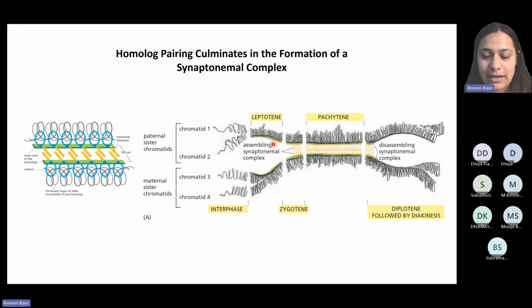Now, these, along with them, have an axial core complex, right? This slightly green colored complex is the axial core complex, right? That is forming around, in complex with one set of sister chromatids, right? And between them are these transverse filaments, right? So once this axial core complex and these transverse filaments come and are tightly packed together, the synaptonemal complex will be formed, right? The assembly of this complex starts in zygotene and its disassembly begins in diplotene. Okay, in pachytene, they are very tightly assembled.